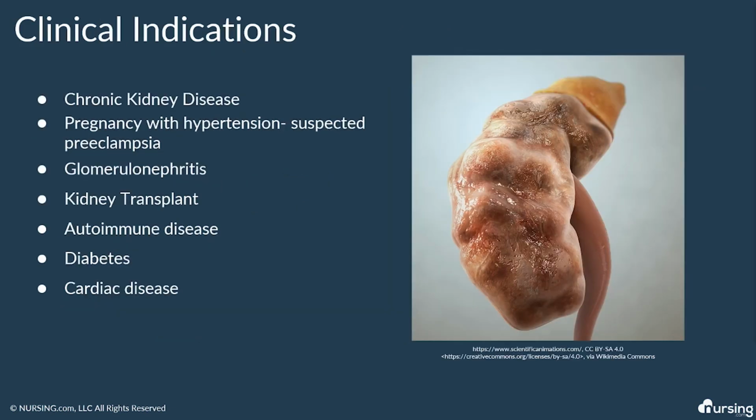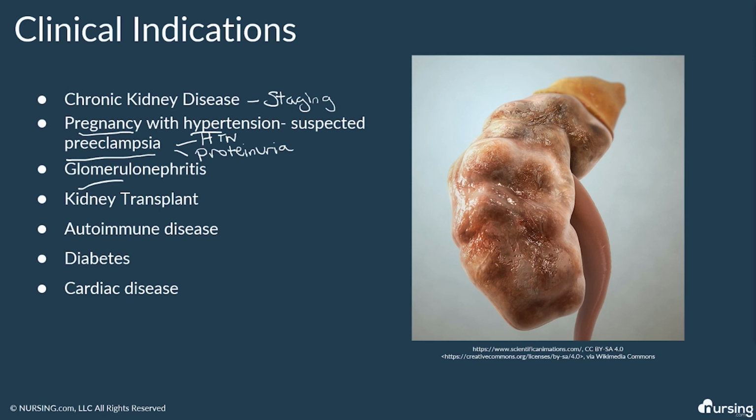Some clinical indications for having this proteinuria evaluation are if someone has chronic kidney disease. It can really help with staging based on the amount of protein present. It's also evaluated in someone that's pregnant that has hypertension because we suspect preeclampsia. But remember, it can't be termed preeclampsia on hypertension alone. It also has to have proteinuria present in the clinical presentation.